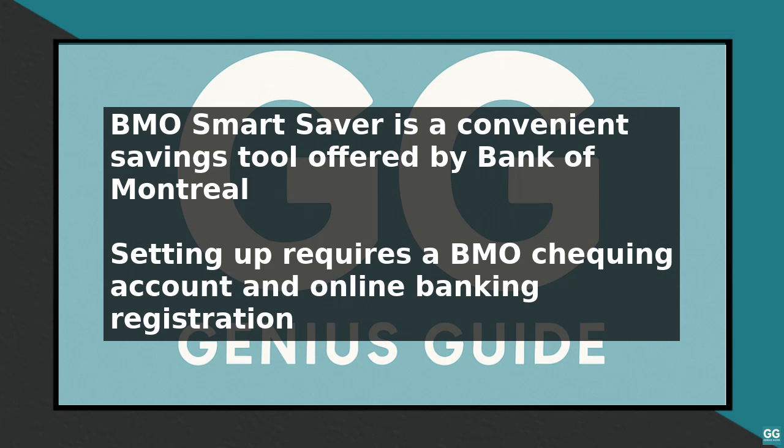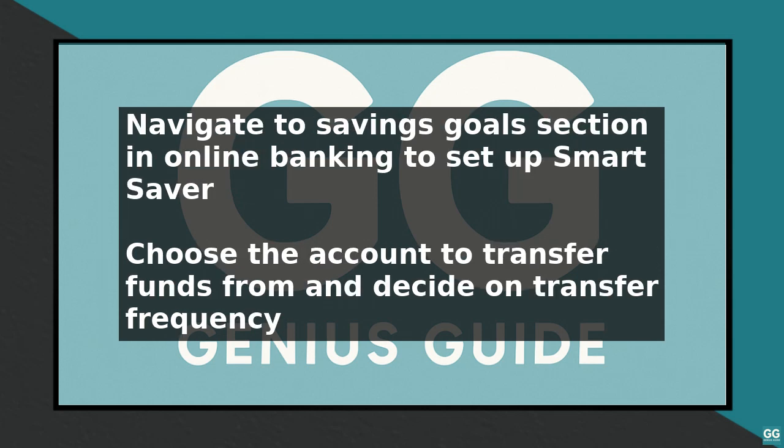First, you need to have a BMO checking account and be registered for online banking. If you don't have a BMO account, you can easily open one online or by visiting a local branch. Once you have your account, log into your online banking and navigate to the Savings Goals section.